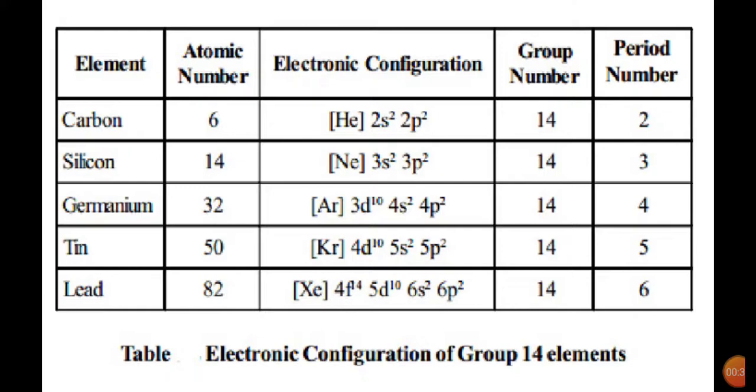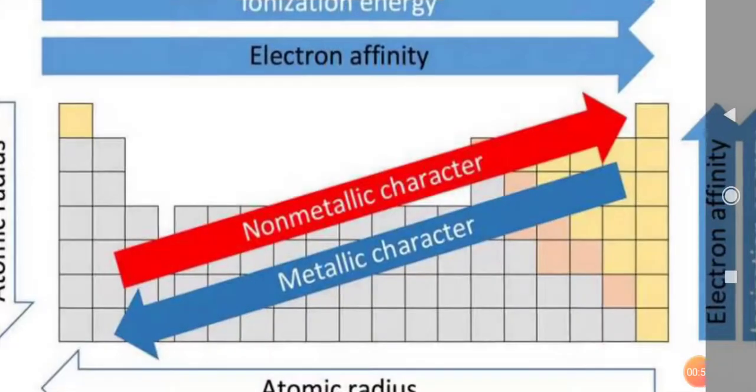The common electronic configuration exhibited by group 14 elements, or the carbon family, is ns2 np2. That means the last electron enters the p orbital. The covalent radius of the carbon family increases as we move down the group. From carbon to silicon the covalent radius increases somewhat, and from silicon to lead it also increases somewhat. This is due to the completely filled d and f orbitals.